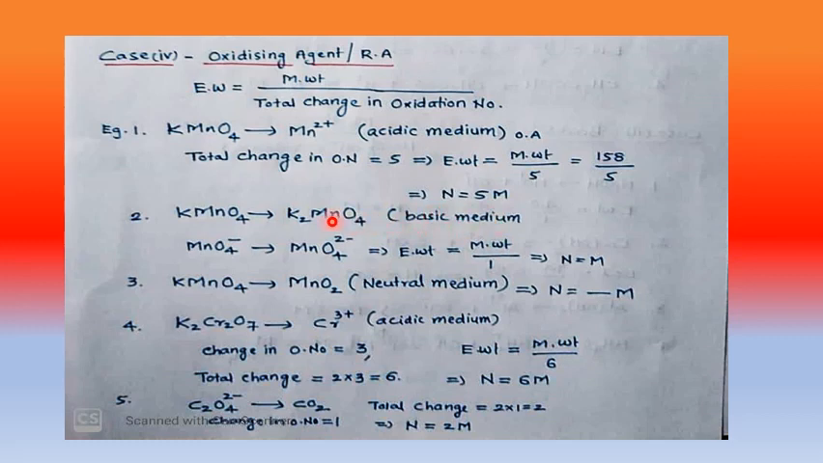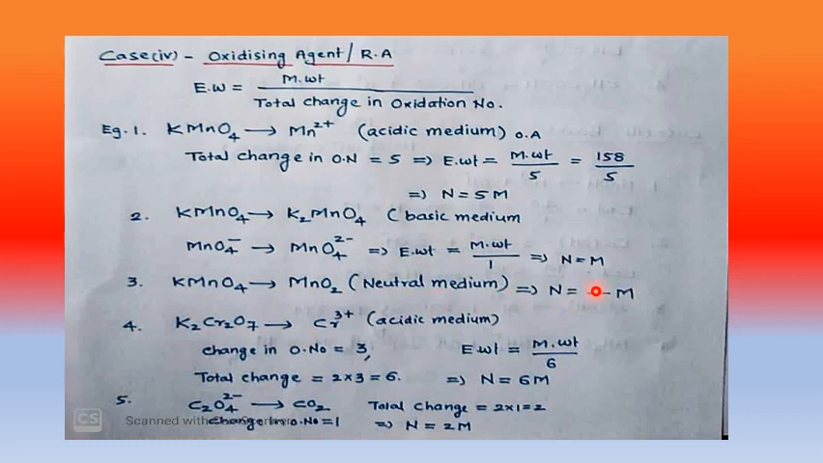Here KMnO4 means MnO4 minus, with a plus 7 oxidation state. Here it is MnO4 2 minus, with a plus 6 oxidation state. So the change is only 1. So equivalent weight equals molecular weight divided by the total change 1, N equals M. Next, KMnO4 to MnO2. This will happen in neutral medium. So for the neutral medium, N equals dash into M.